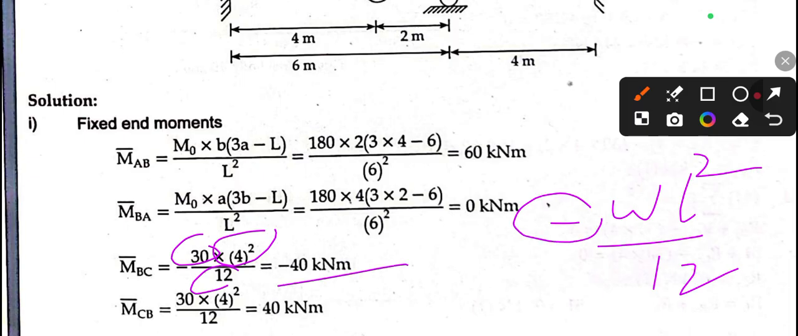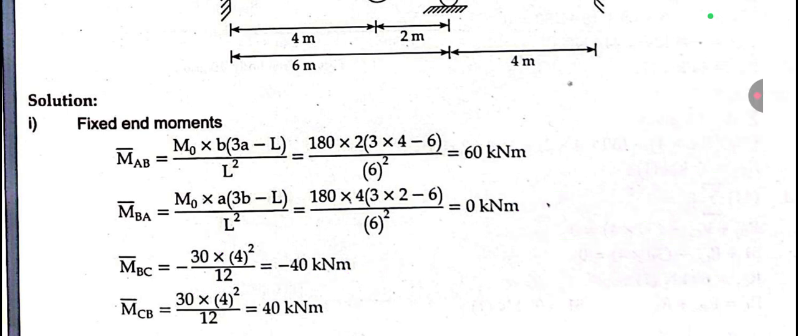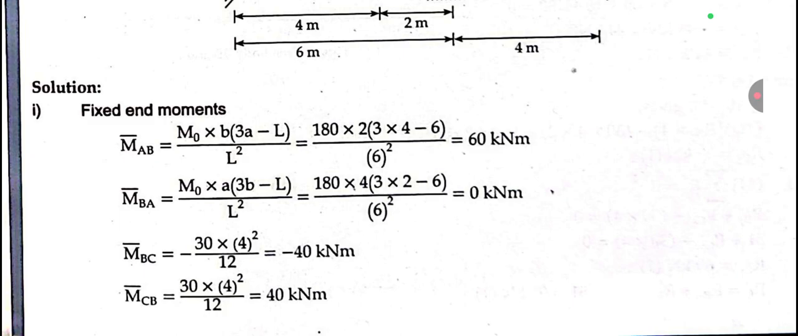And for right to left, we need to take the plus symbol, only this much. So it means 40 kN. So we calculated the first step. Now let's move to the second step. Second step is slope deflection equations.